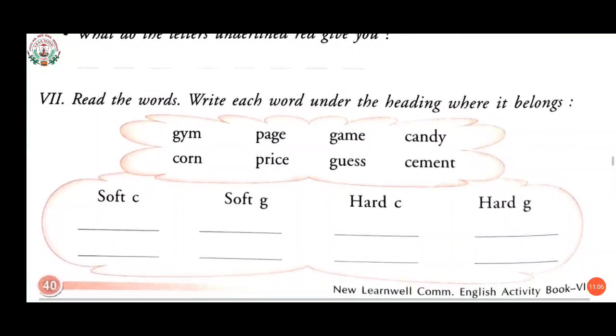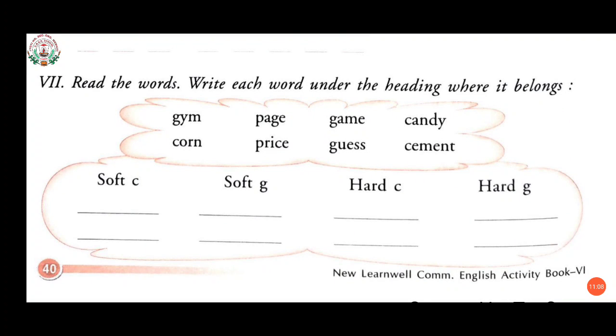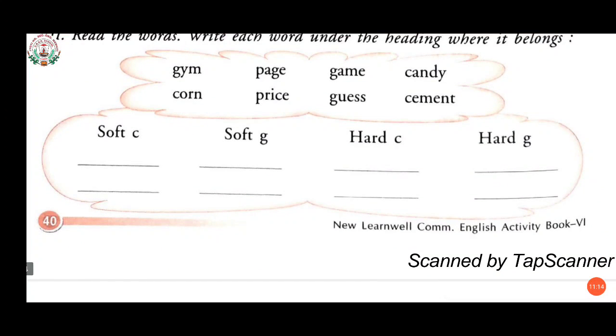Read the words, write each word under the heading where it belongs. Like soft C sound, soft G sound, hard C and hard G is given. So for soft C sound we have price and cement. And for soft G sound, gym we can say, and page. For hard C sound, corn and candy. And for hard G sound, game and guess.